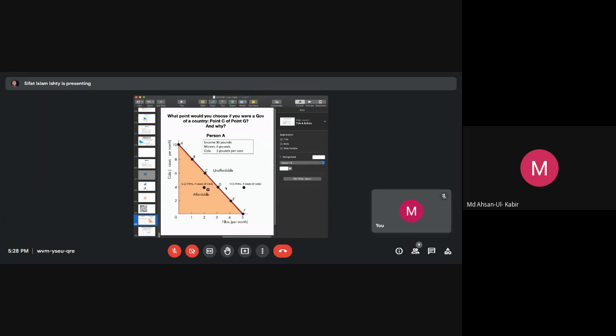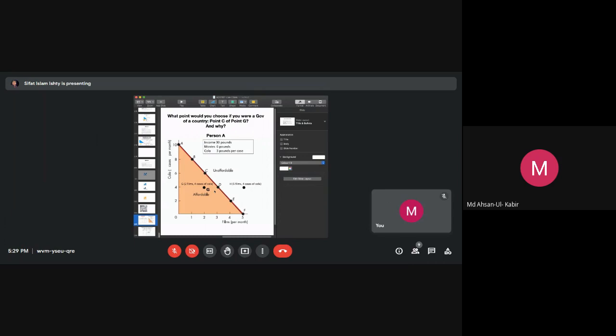And if we go outside this line, the person becomes unaffordable or is unaffordable for him, just like PPF's unattainable. And if the point is inside, then this person is affordable for it. However, there is a case in this point, that is, the person is not fully utilizing their income or their budget, and they have some savings left.